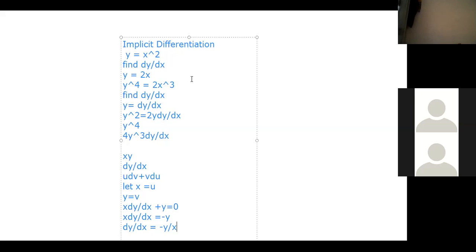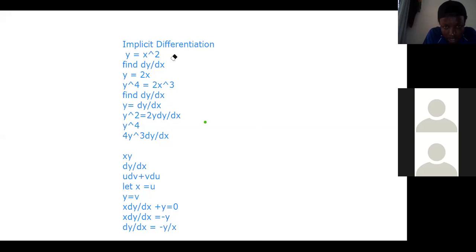Let me check my soup. Can't you guys sense or smell the scent of my soup? So that is it. I've explained why the differential of y is dy dx. I know I've explained it. I'm cleaning it.